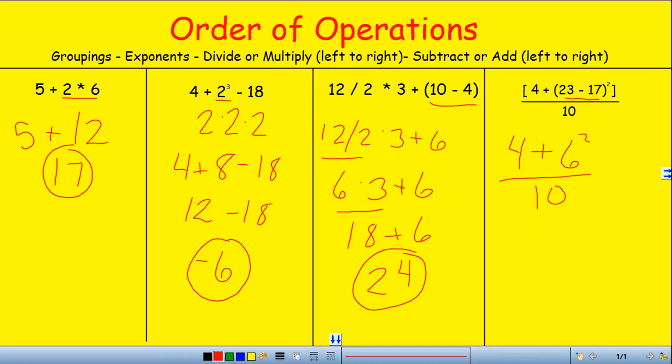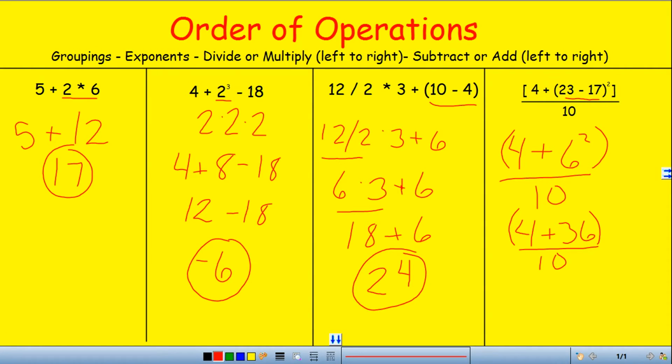And now our brackets downgrade to parentheses. We still have groupings, but we have to work inside of that grouping before we can complete that grouping's operations. So we have exponents inside, which is 6 squared, the same thing as 6 times 6, which equals 36. So I'm going to rewrite the problem as 4 plus 36 divided by 10, and I'm going to leave that in my parentheses.